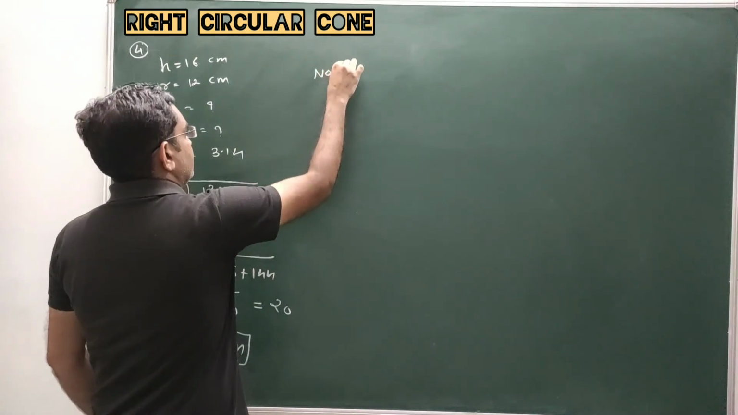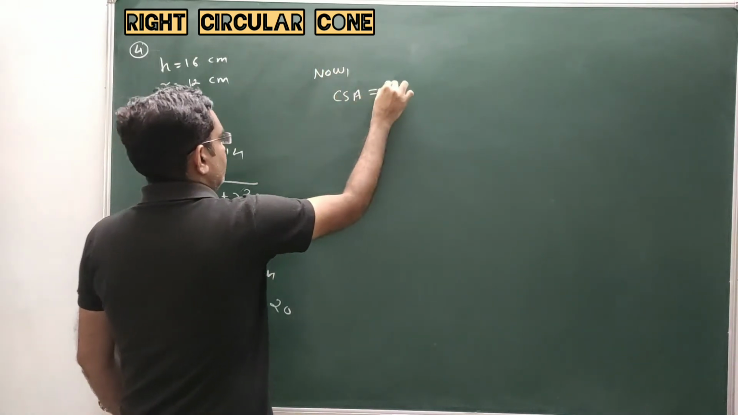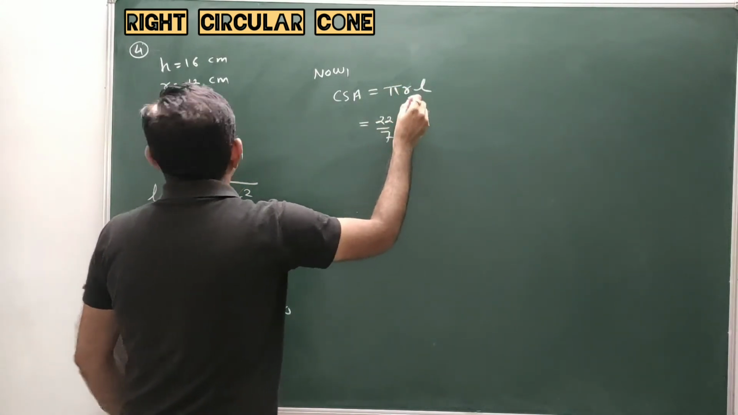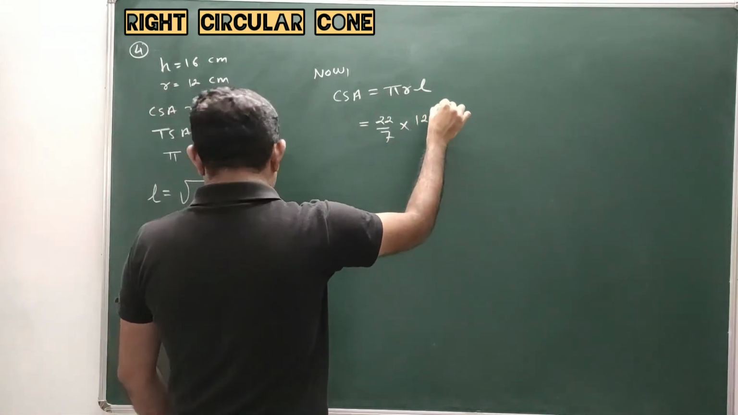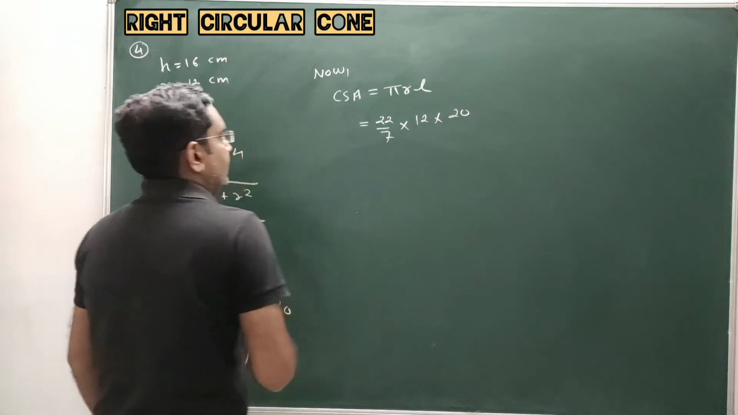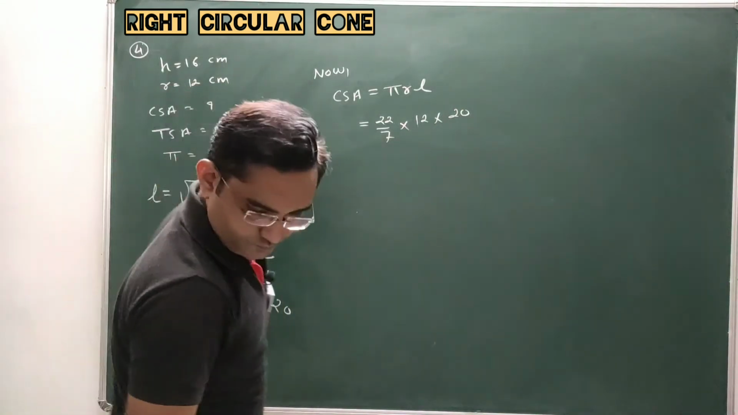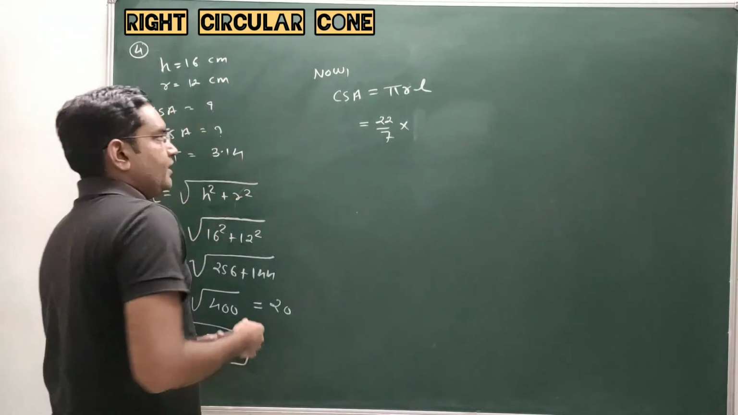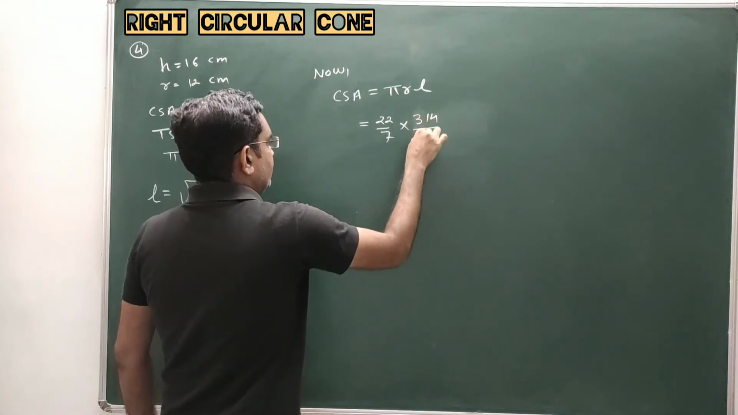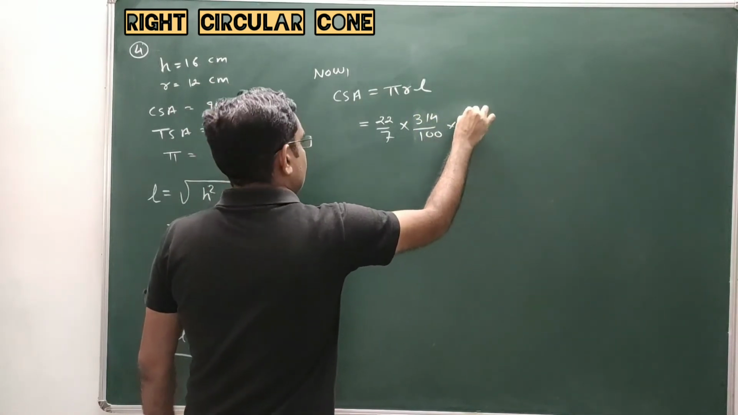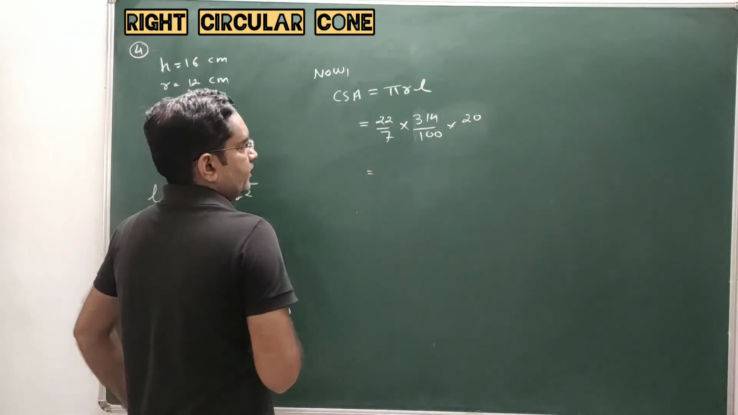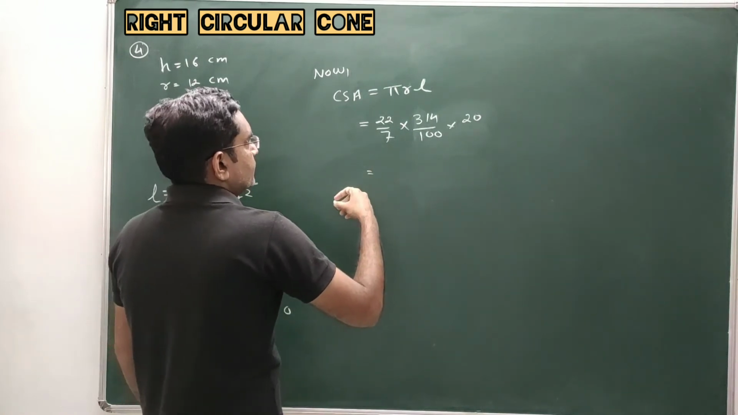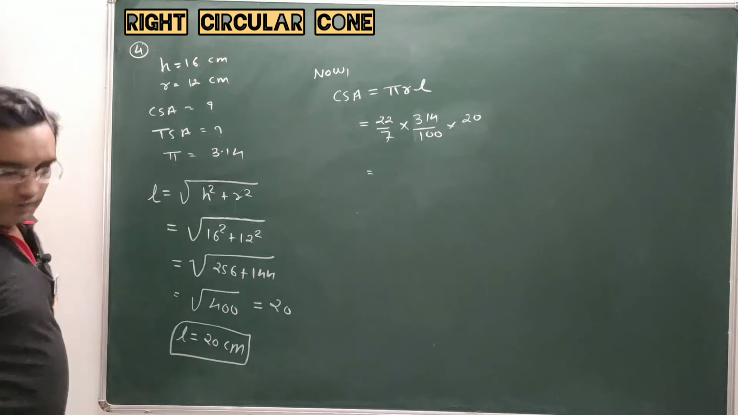Now first, find the curved surface area. The curved surface area of the cone is pi r L. Here we have to use pi equal to 3.14, so pi is 314 by 100, radius of the base r is 12, and slant height L is 20. I made a mistake, r is 12.